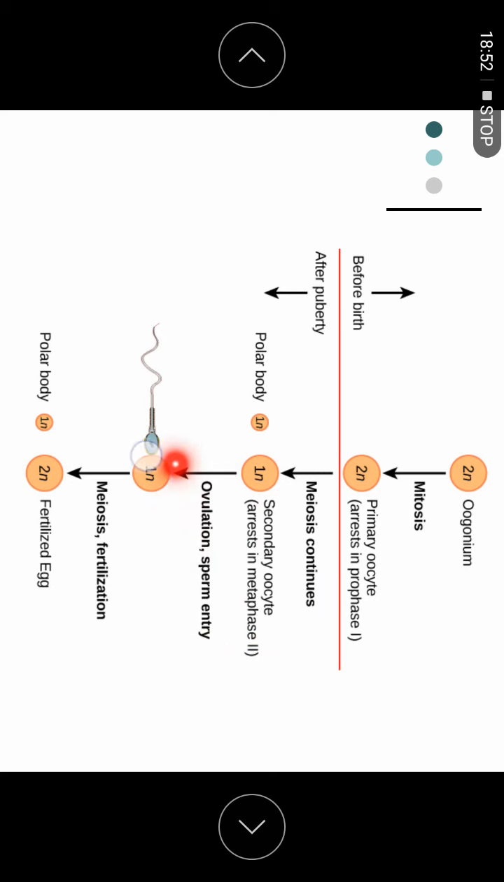That is called ovulation. Then it waits for the sperm to enter and fertilize it. During this, it will finish the meiosis. You will finish meiosis 2. Okay, so that is how it forms.